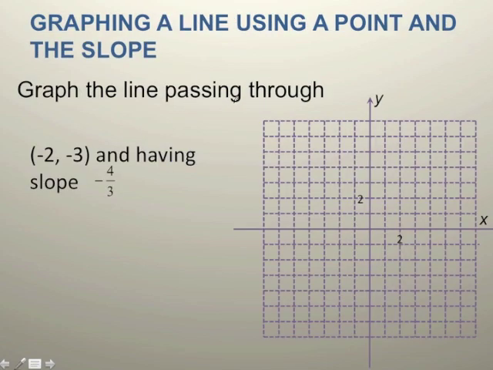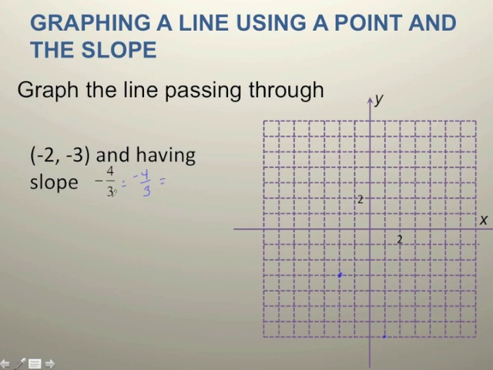Now, graph the line that passes through this point. We know a point and we know the slope. Let's think about what that slope means. Let's go for the point (-2, -3), which would be here. And the slope is -4/3, so that could be -4 over 3. That means the change in y is -4, and the change in x is +3.